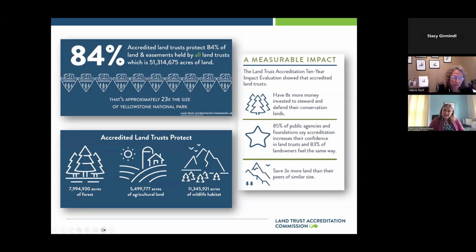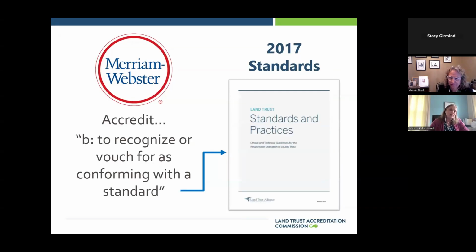And so, speaking of the standards, before we get into the weeds of some of those changes, I wanted to make sure we all have the same grounding of what the standards are and what the requirements are, knowing that you're all coming from different places across the country, with different lengths of time working with the requirements at your land trust. So accreditation at its core is to be able to recognize conformance to a standard.